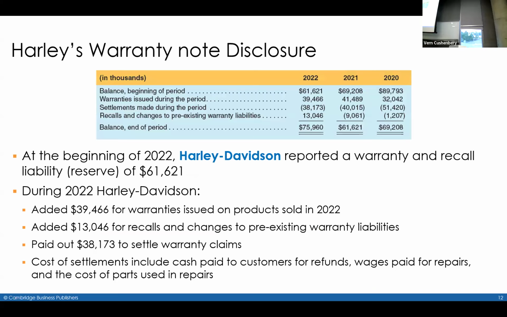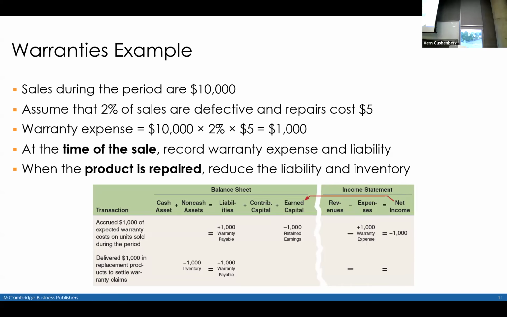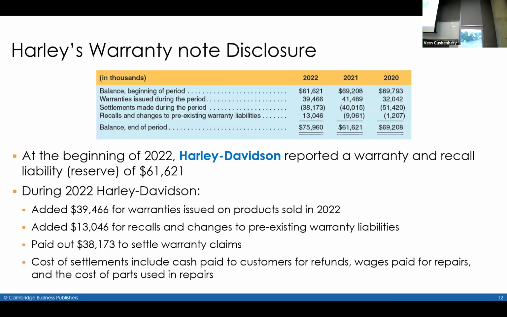So this slide showed, wait, no, I went too soon. The second line, warranty expense equals 10,000 times 2% times 5. Where does that 2% come from? It's a made up number. That's the answer. Where it's supposed to come from is careful analysis of warranty expense that we've experienced in the past. So we should have a good idea of what that is.